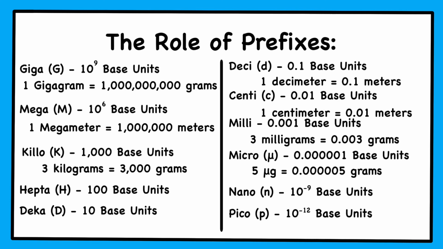Our last two prefixes are nano and pico. Nano is abbreviated with a lowercase n and represents 10 to the negative 9th base units, while pico is our smallest unit and is represented by a lowercase p. The pico prefix indicates there is 10 to the negative 12th base units.